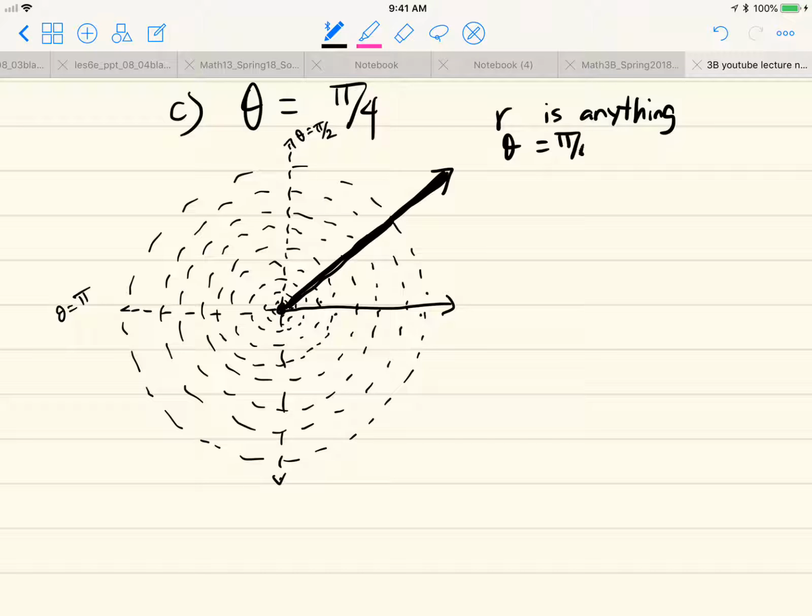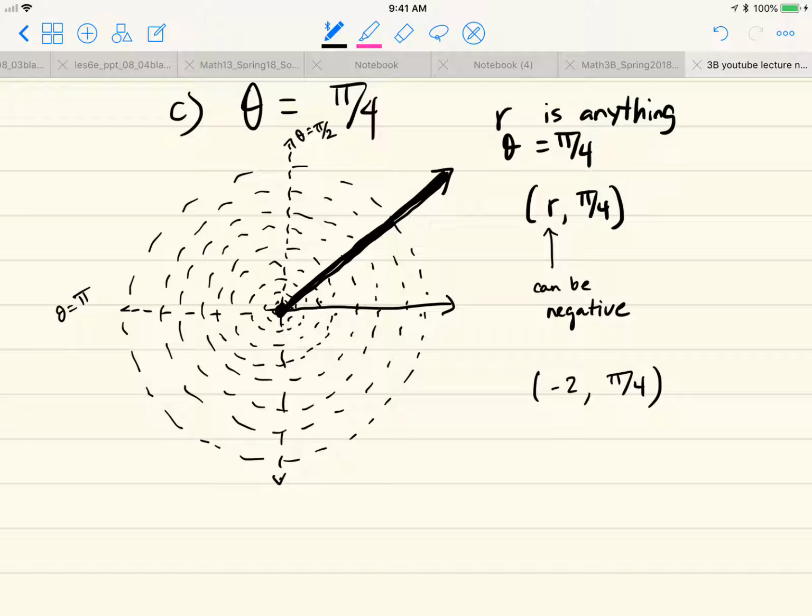We want to say, what are the points that are described by this, right? r comma pi over 4. The answer is anything that's in this positive ray. But wait a minute. Since r can be negative, imagine, for instance, if you had negative 2 comma pi over 4, what would that look like? Where would we plot that?